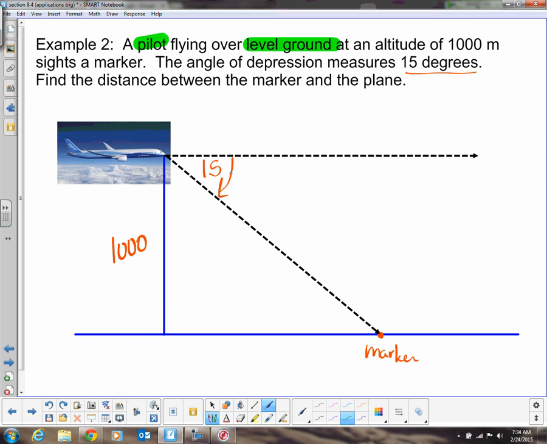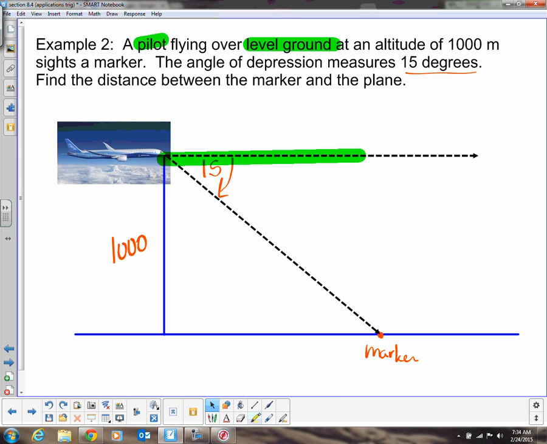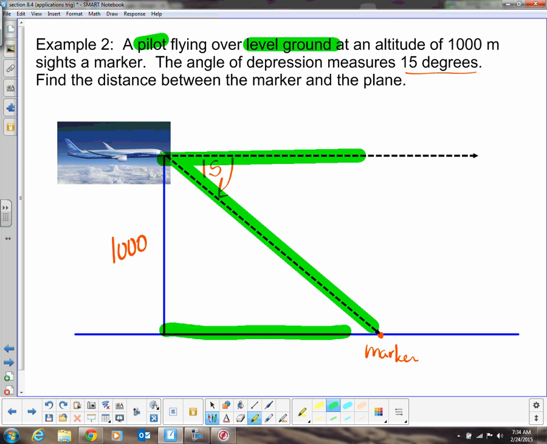Now, wait a minute. What are we going to use? Oh. I was doing really well. You're so kind, MJ. Okay, so this angle of depression is equal to what in my triangle? The angle down here, correct? Okay, not here. So what do they want?